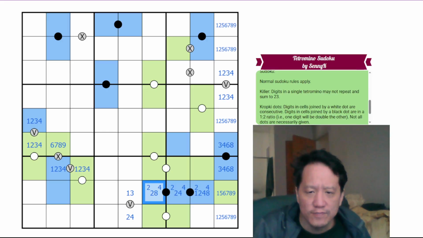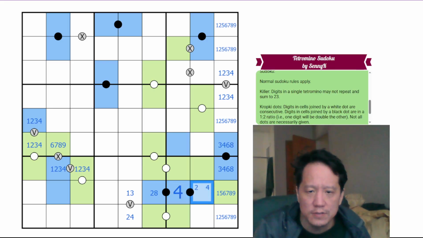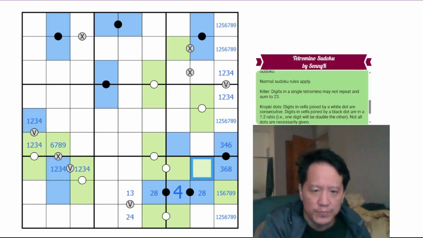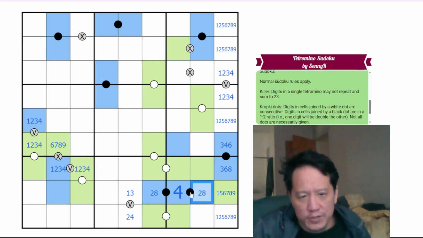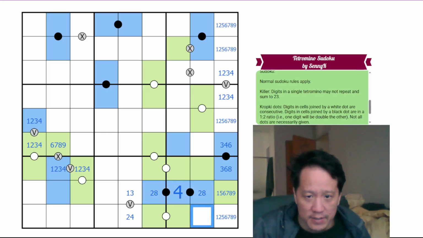What does that form? So this is 4, which makes this 2 or 8. So 4 eliminates 4 here, so this can't be 8 here. 2 and 8 is 10, plus 4 is 14, plus 9 must add a full tetromino. So this must be 9. This can't be 9 here, so this must be 9 here.